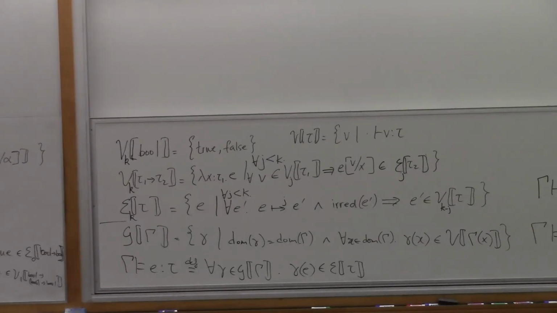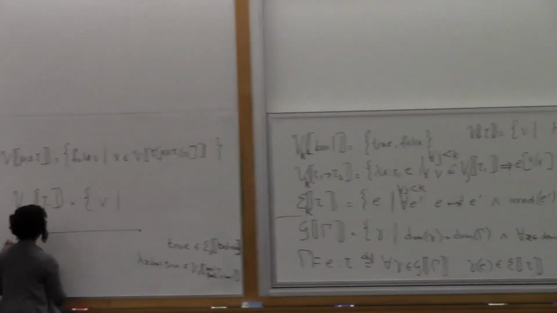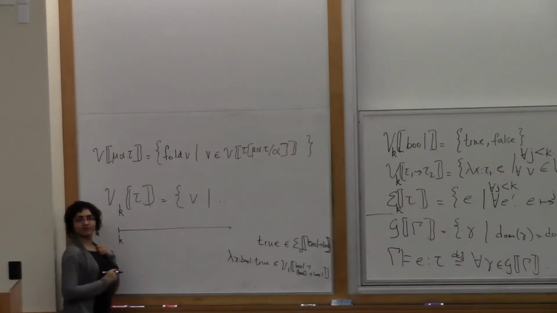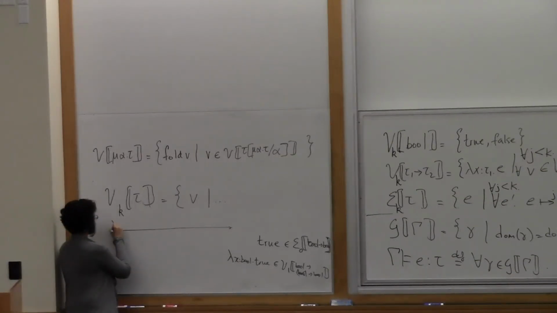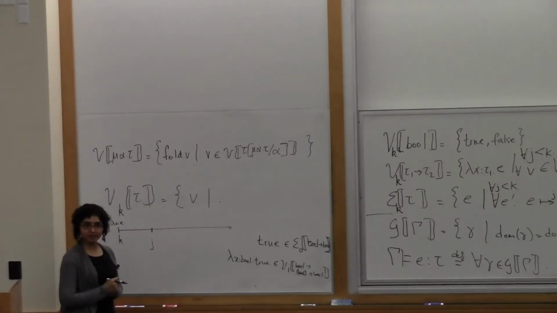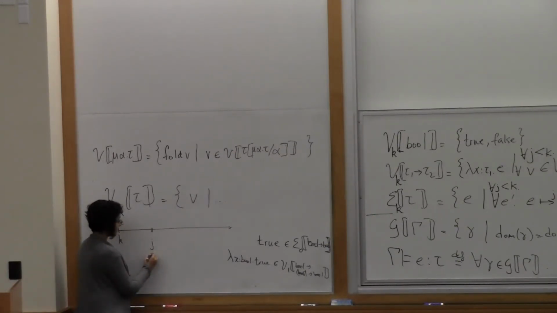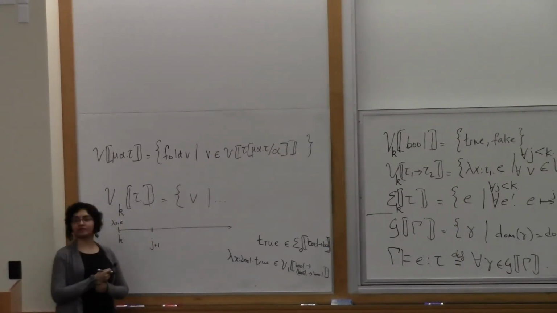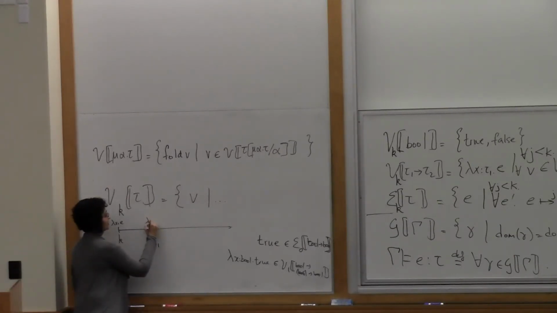Okay, so here's one idea. I should draw this timeline. We're over here. We have k steps left. And we have a lambda. I'll just write lambda x naught. At some point in the future, when we have j steps left, actually let's say when we have j plus 1 steps left, someone gives us a value.